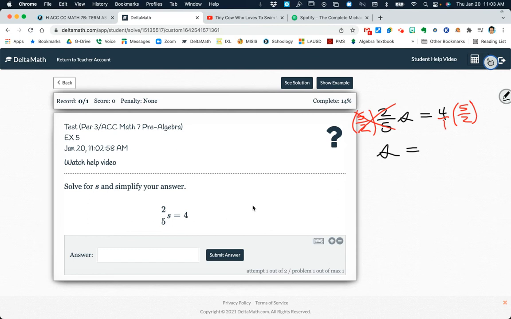You're left with S equals, let's see what I get. I'm not going to even reduce anything. I'm going to say 4 times 5 is 20, 1 times 2 is 2. I get 20 halves, which is 10. So we should get 10.